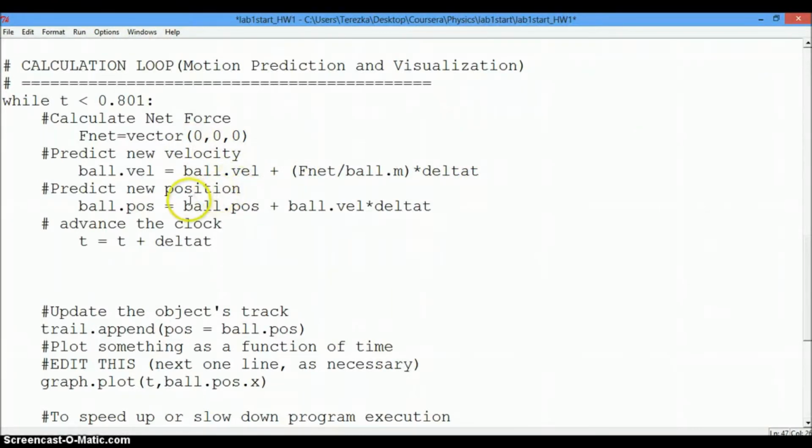For the position, we see here that we have the initial ball position, and then we multiply the ball velocity from here by the change in the time interval, and we end up with a new position of the ball, and then we take that position to be the initial position for the next computation.